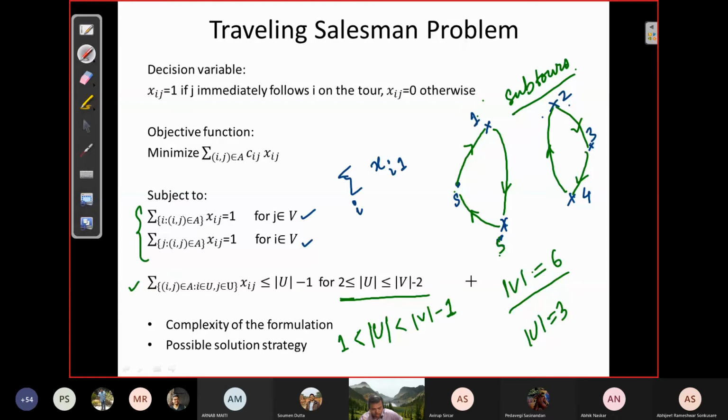But if you consider all nodes, that means all S 1, 2, 3, 4, 5, then this subtour constraint will not hold valid. Why? Because here U is V. So in that case, these constraints will not apply. Only in that case, you will accept that the number of edges is equal to the number of nodes in the graph. Am I able to make you understand how the constraint works and in which cases you apply it? Yes, sir.